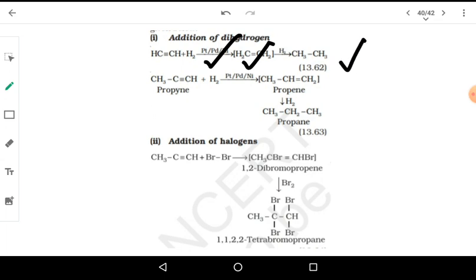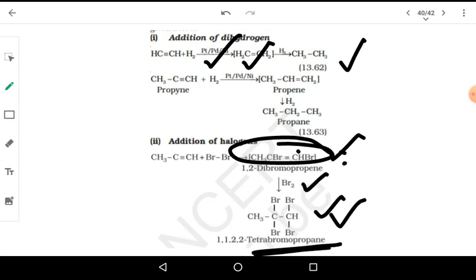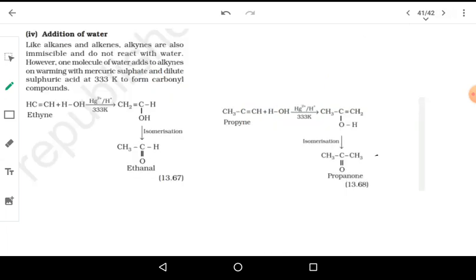Coming to the addition of halogens, we can add it in the first step to get a substituent like this. We will get an intermediate like this, and again on treating it with Br2, we will be getting a tetrabromopropane. First we got a propene, and again on addition of halogens, we will be getting tetrabromopropane. And now we have addition of water, and this is a very important reaction.